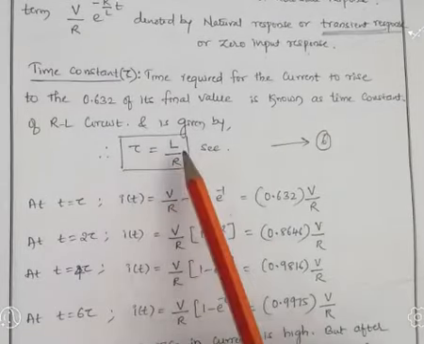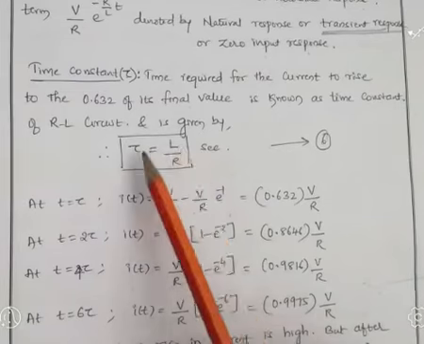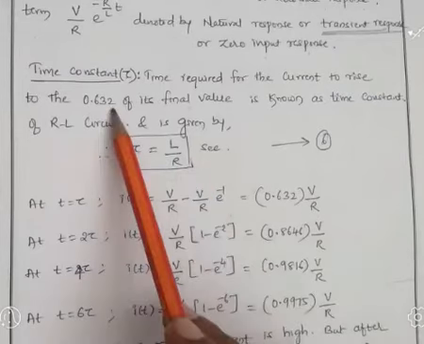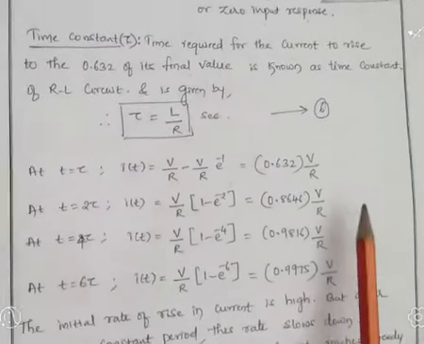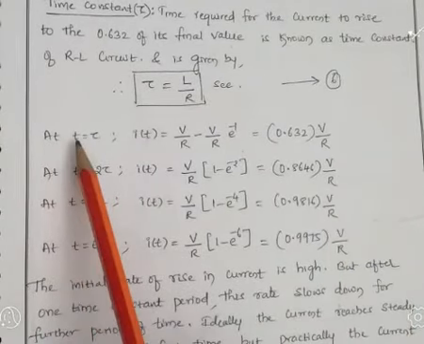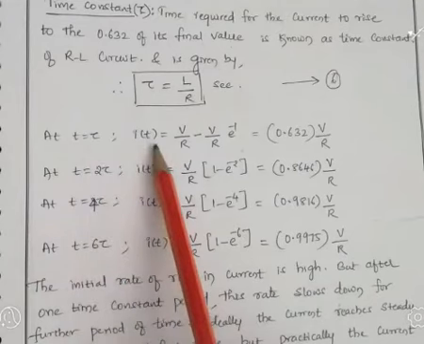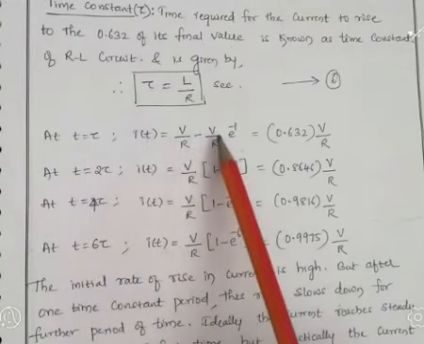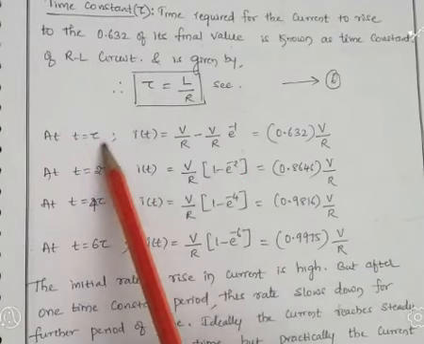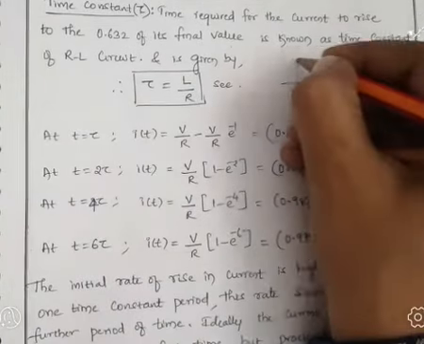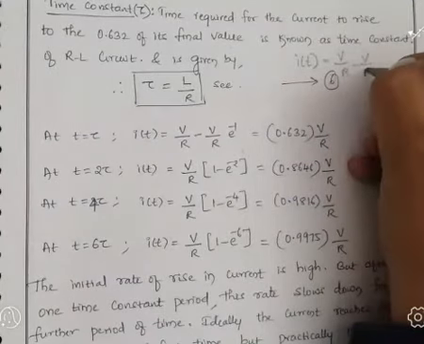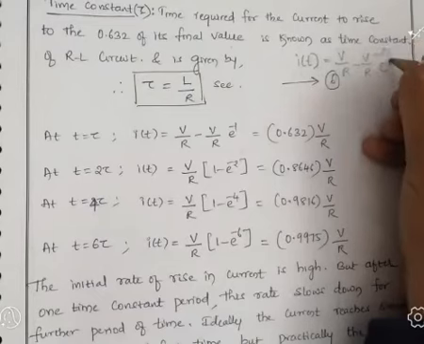How is this correct? How are you saying that tau equal to L by R, and that the current reaches 0.632 of its final value? Let us see with some cases. First, at time t equal to tau, what happens in the equation? First I will write the equation: I of t is equal to V by R minus V by R e to the power minus R by L into t.